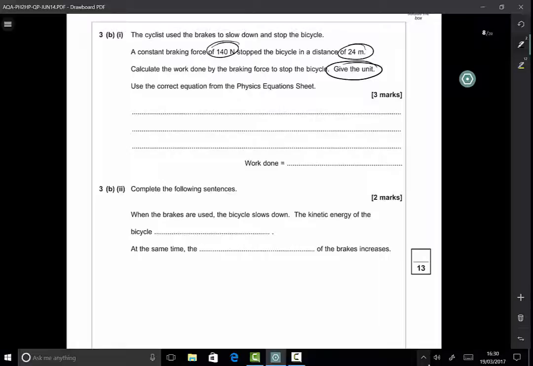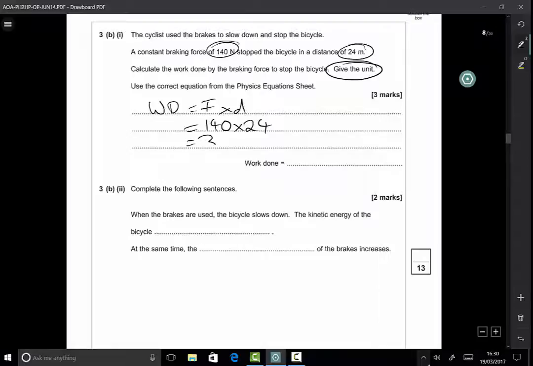Okay, so what's the correct equation? Work done is equal to force times distance. So 140 times 24. Again, pop that in my calculator, which gives me 3,360. And work done is a type of energy, so that's going to be measured in joules.